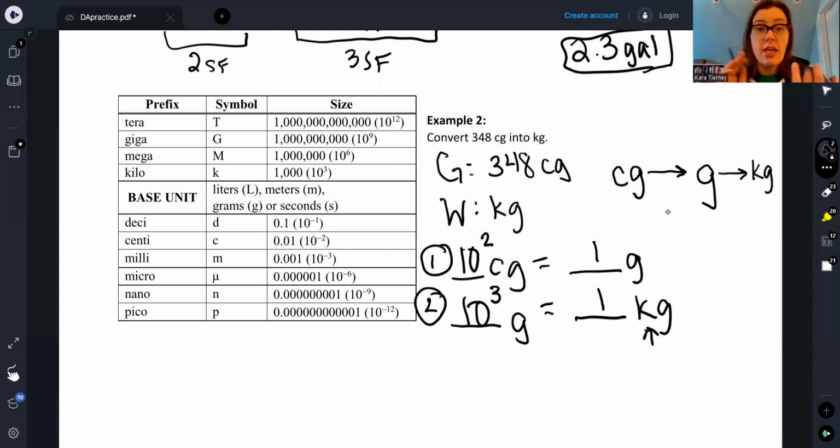Okay, so I have my given and wanted, I have my map, and I have my two equations. So to start my calculation, I'm going to rewrite my given.